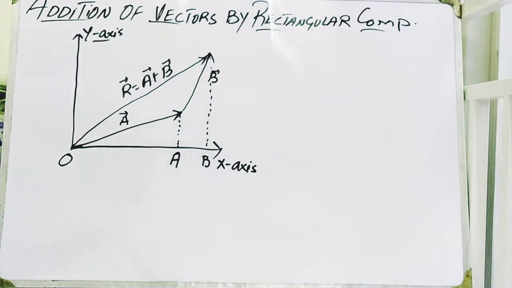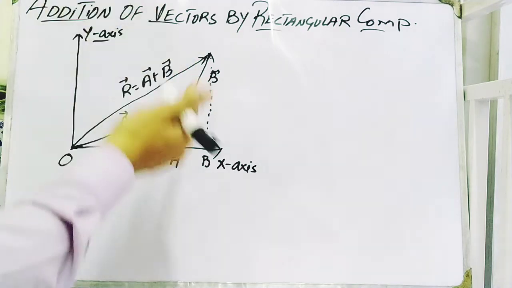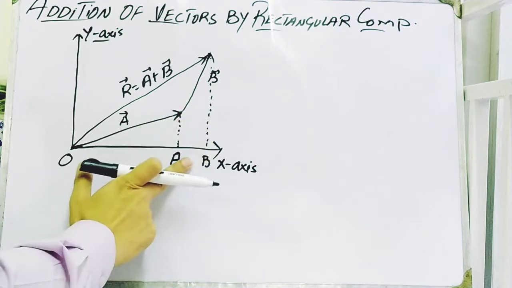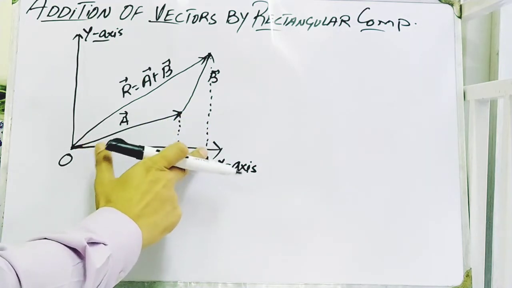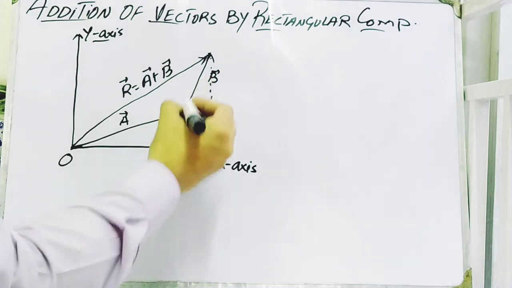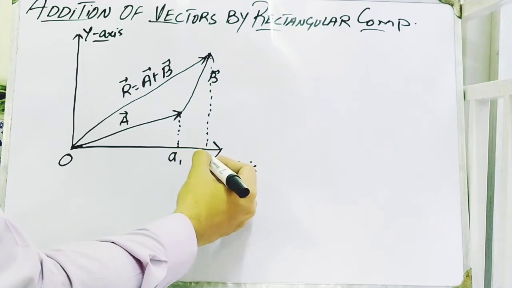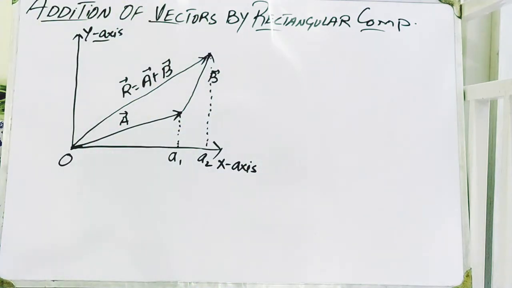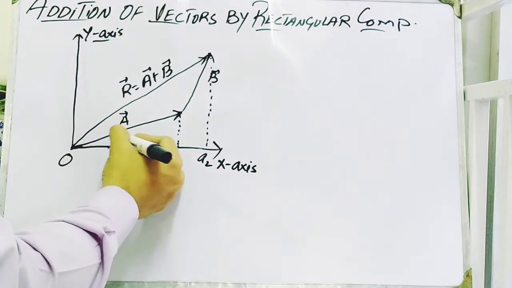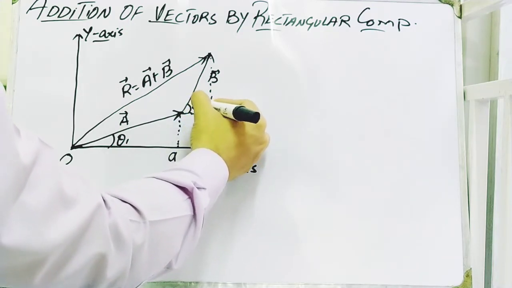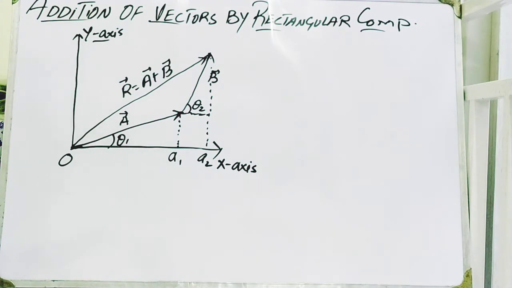So according to the rule of projections, I named the tail point of vector A as A and of vector B as B. I am going to change these names because they resemble the vector names. So I am going to take them as A1, A2. This point is going to be considered as theta 1, and this is the projection point of vector 2, which is theta 2.